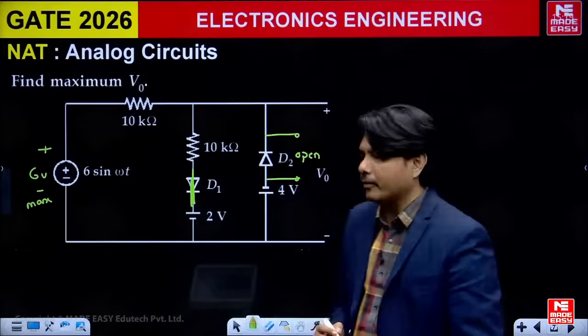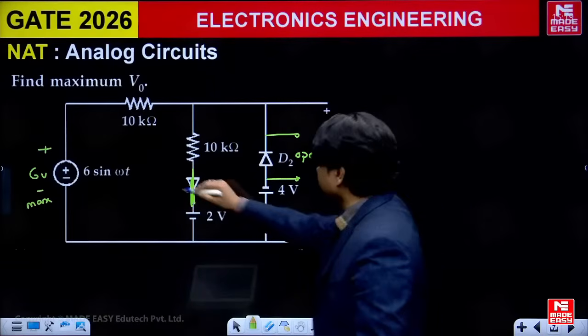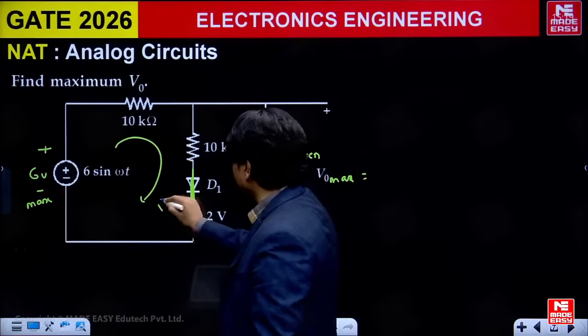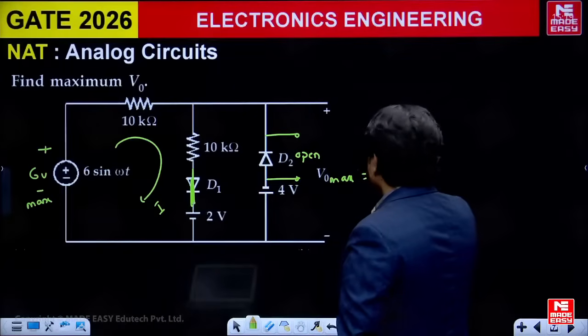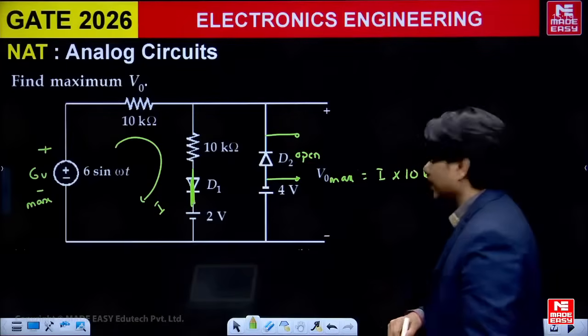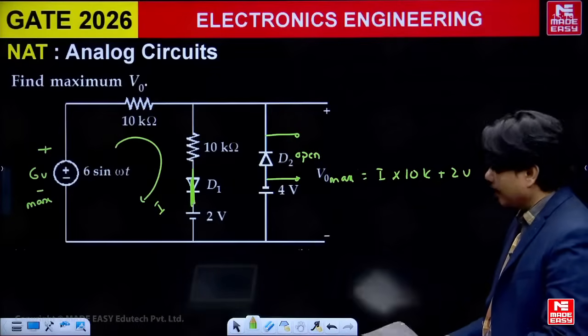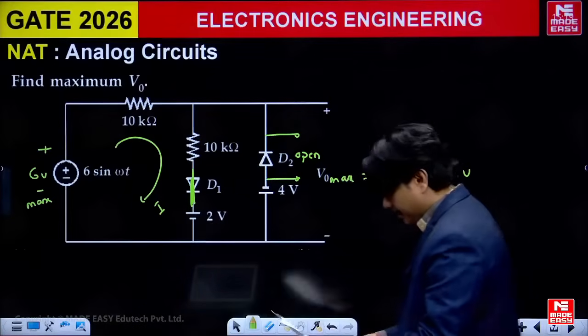If you want to get V naught max, the only thing is, first I'll find out the current in this loop, I. So I into some 10k plus 2 volts. This will be the answer, V naught max. But to find out the current, we can have this loop, we'll get the current.